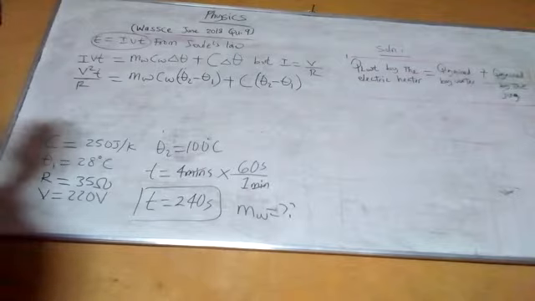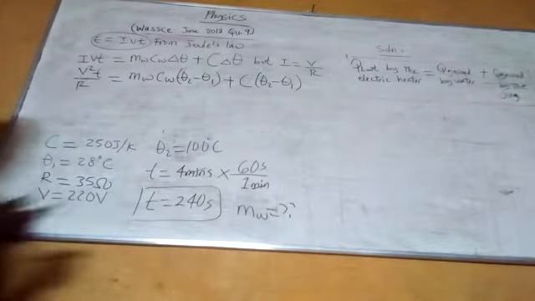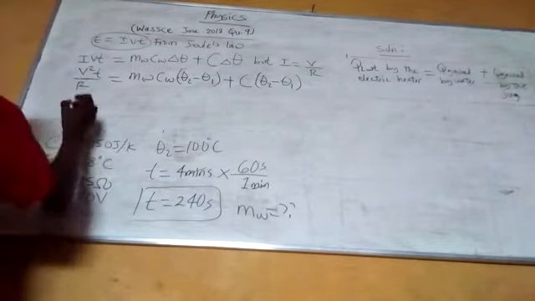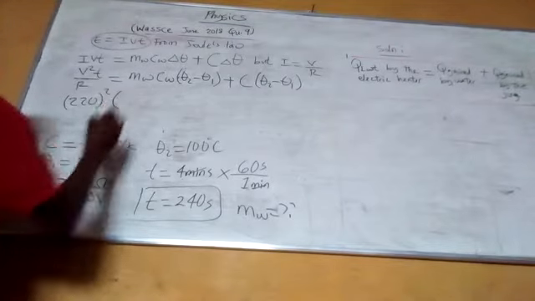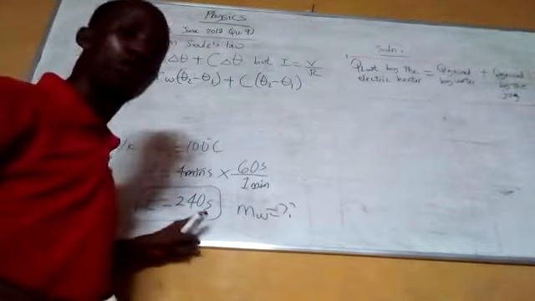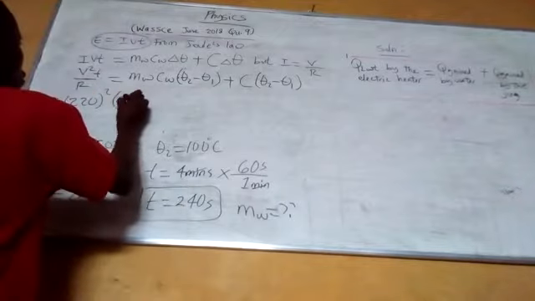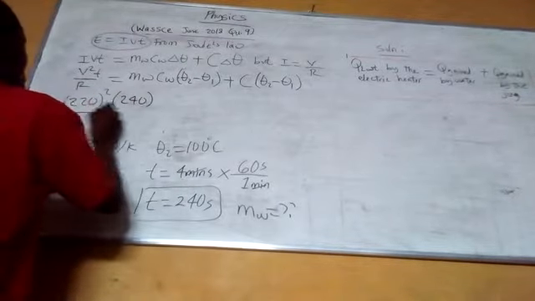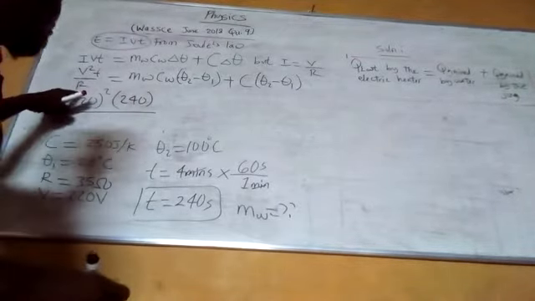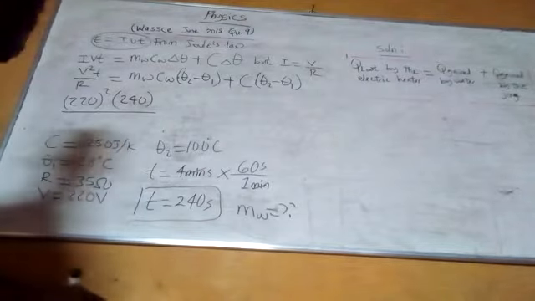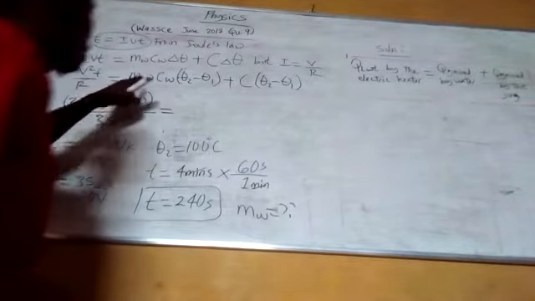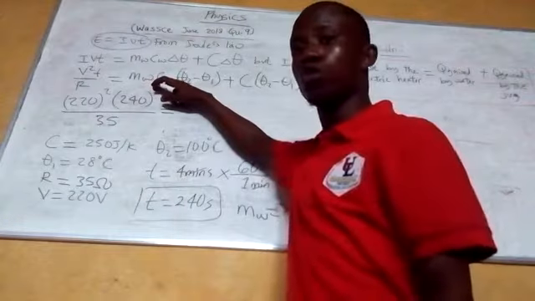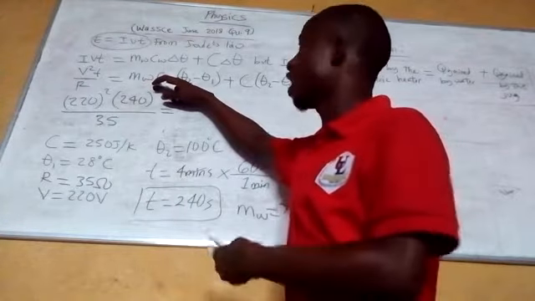Here we can see that the voltage given to us is 220 volts. So we have 220 all squared, times the time, which is 240 seconds, all divided by the resistance given to us, which is 35 ohms. This will be equal to the mass of water, which is unknown. We don't know the mass of water, and that is what we are asked to calculate. So the mass of water remains here.